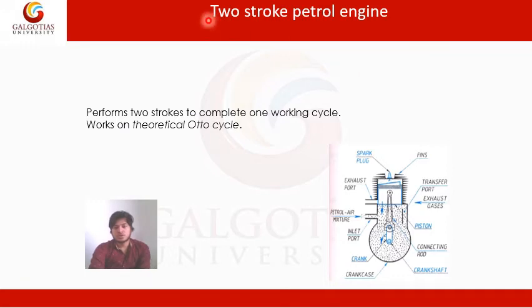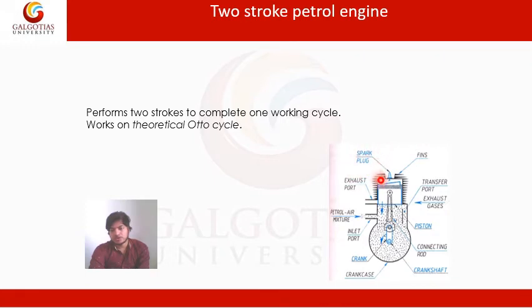Now come to the two-stroke petrol engine. Here is the diagram of a two-stroke petrol engine. In this two-stroke petrol engine, the engine takes two strokes to complete one working cycle. It is based on the Otto cycle. As the diesel engine is based on the diesel cycle, the petrol engine is based on the Otto cycle. These are the different parts of the petrol engine. Here you can see the spark plug.